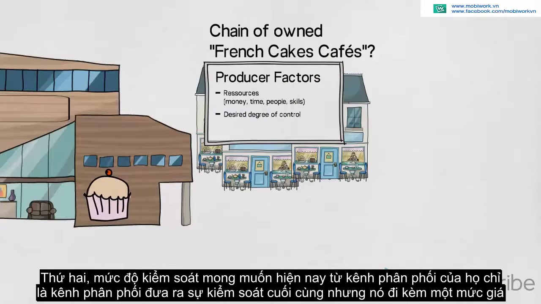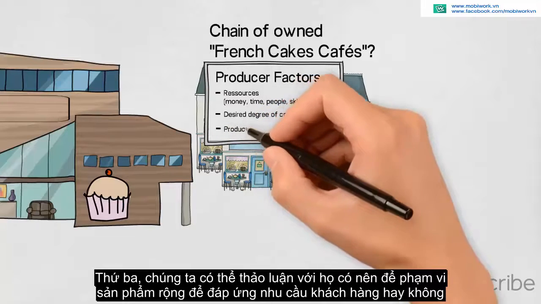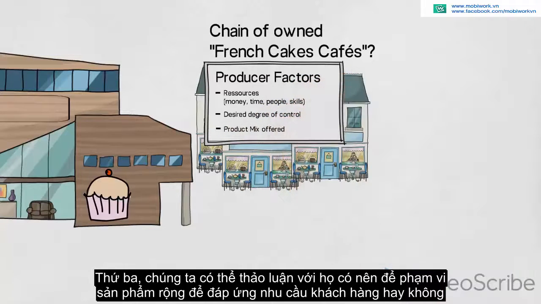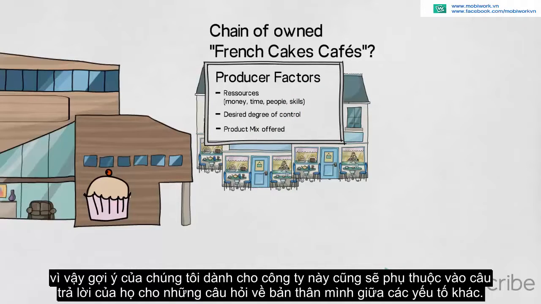Owning the distribution channel gives ultimate control, but it comes at a price. Thirdly, we might discuss with them whether their product range is wide enough to meet customers' needs. So, our recommendations for this company would, amongst other factors, also depend on their answers to these questions about themselves.